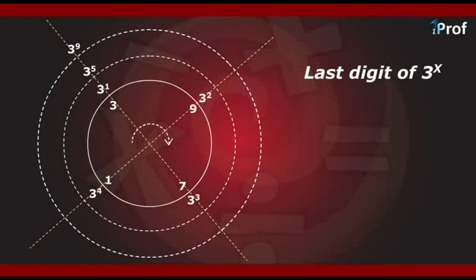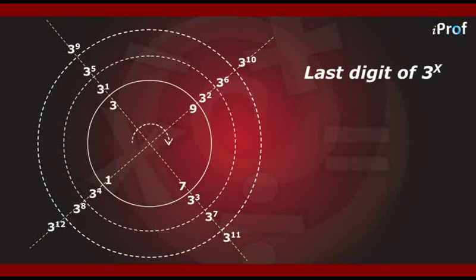Similarly, the points where the line through 3 raised to the power 2 cuts the two circles are marked as 3 raised to the power 6 and 3 raised to the power 10 respectively. Also, the points where the line through 3 raised to the power 3 cuts the two circles are again marked as 3 raised to the power 7 and 3 raised to the power 11. The points where the line through 3 raised to the power 4 cuts the two circles are marked as 3 raised to the power 8 and 3 raised to the power 12.